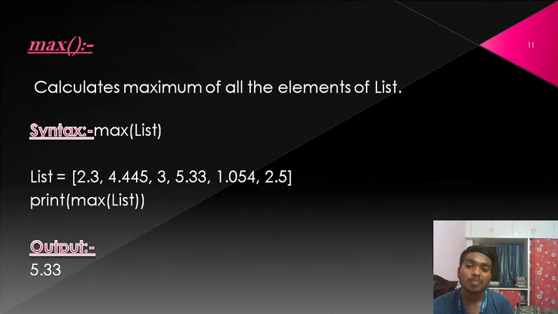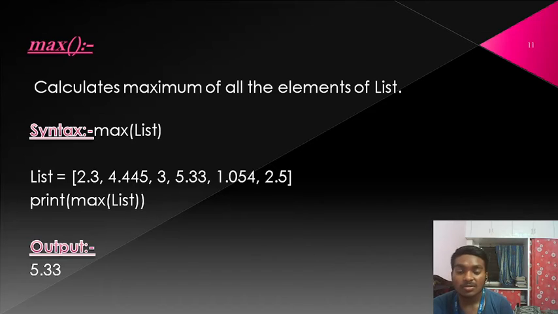The next function is the maximum function. It is the opposite of the minimum function. It calculates the maximum of all elements present in the list. max(list) is the syntax. The list is given as 2.3, 4.445, 3, 5.33, 1.054, 2.5. Now we are going to print the maximum of the list.